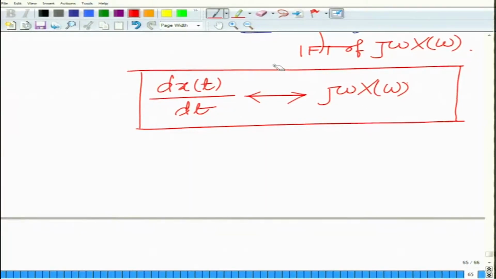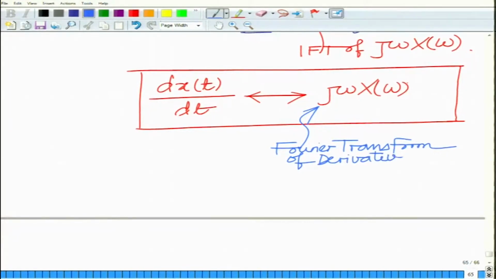This is the Fourier transform of the derivative. Therefore, what we observed is that differentiation in time is basically equivalent to multiplying by j omega in the frequency domain. So, if you differentiate in time, the corresponding Fourier transform is obtained by multiplying by j omega.